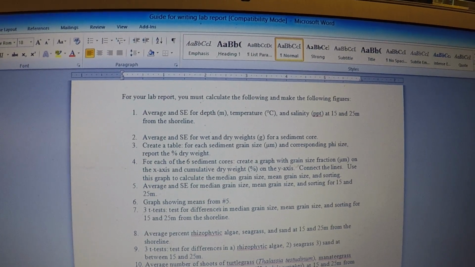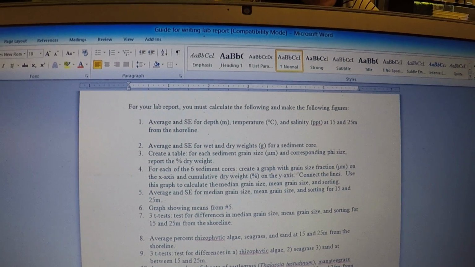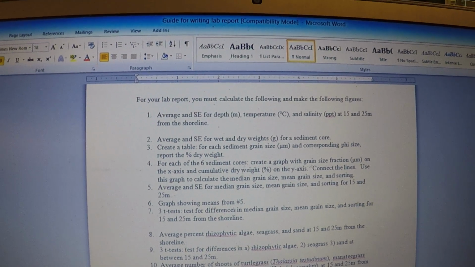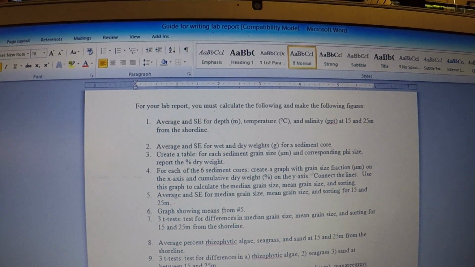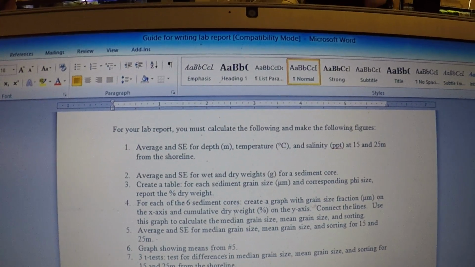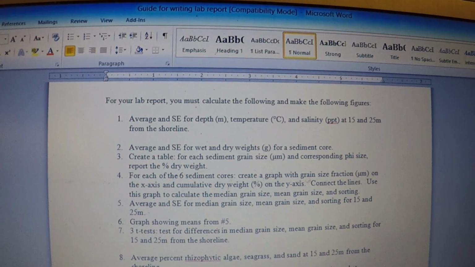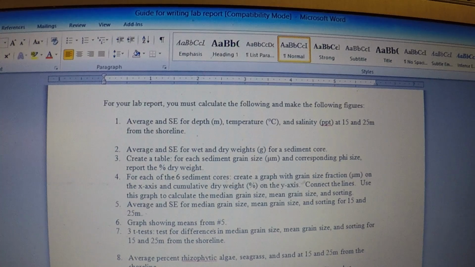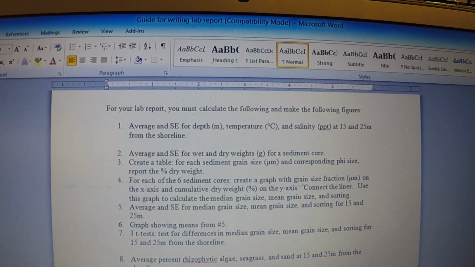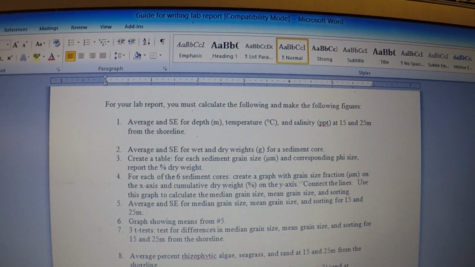So in the guide for writing the lab report, this is the information that you're going to have to include or calculate, any test that you're going to have to analyze for the lab report. Number one, you're going to have to come up with an average and standard error for the depth, temperature, and salinity at 15 and 20. That's simple enough. There's not really anything you have to do with those, but just report them.